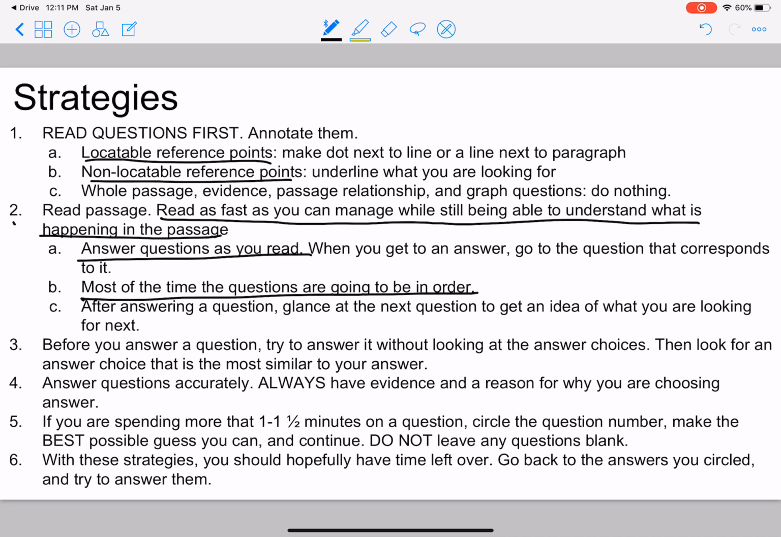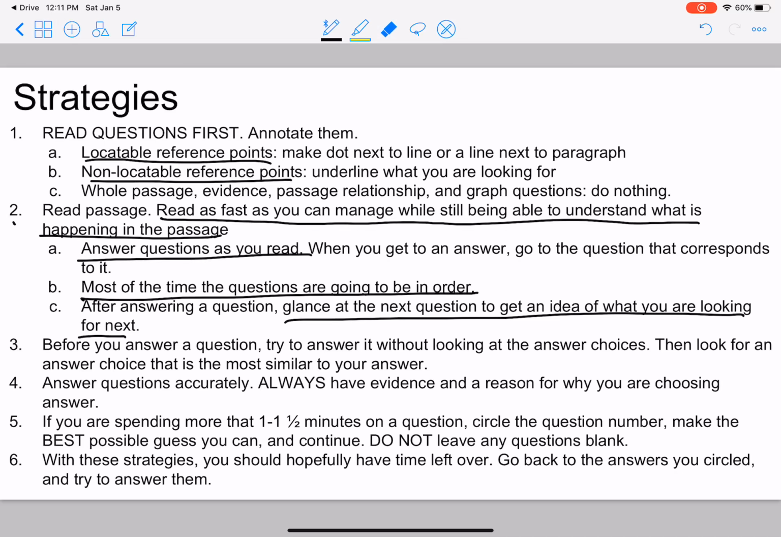Then you continue reading. And then you answer number 3. And then you continue reading. And like that, okay? Because if you glance at the next question to get an idea of what you're looking for next, then you already know what you're reading for, and that even makes you more aware, and it makes you interact more with what you're reading than just reading the passage first and having no idea what you're looking for.